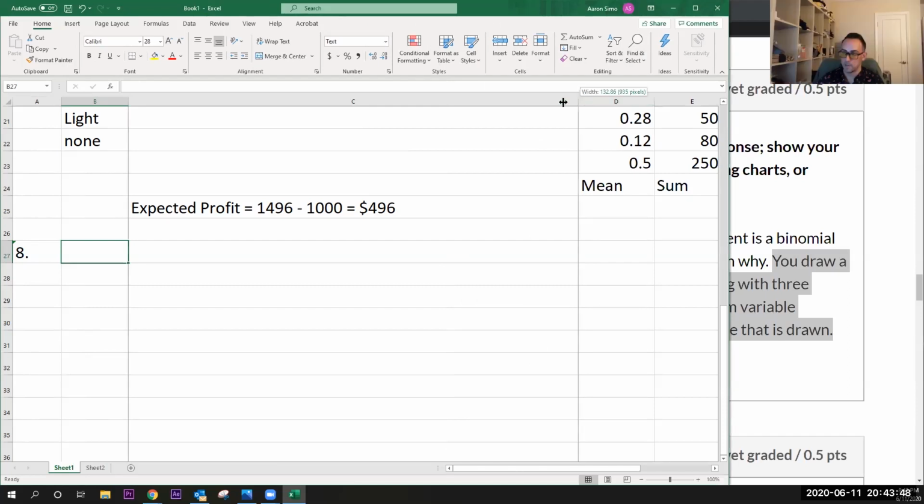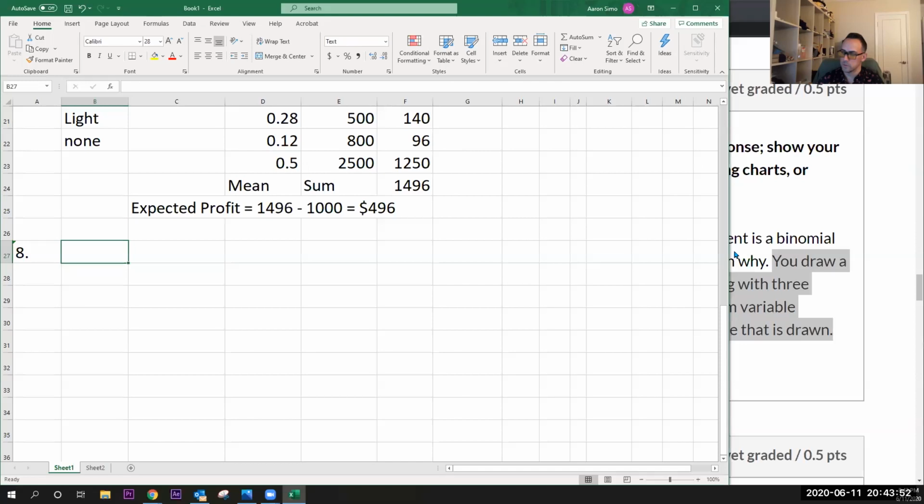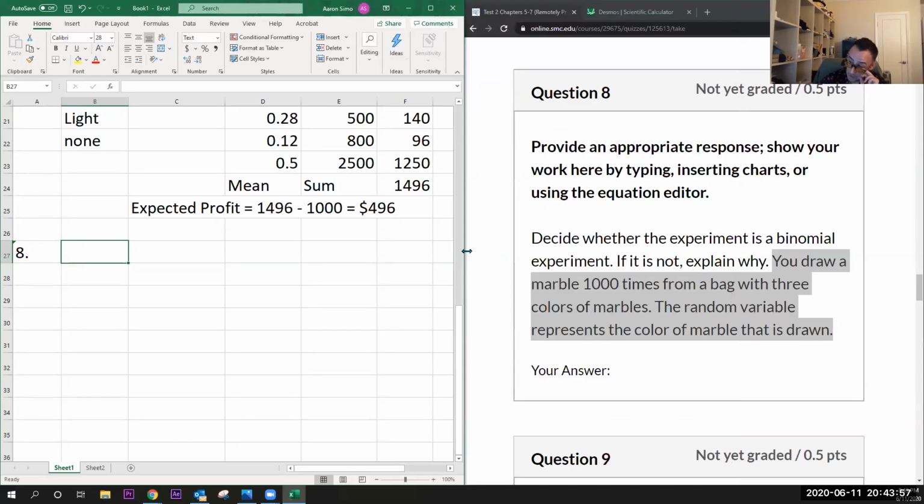Yeah, it's not binomial. You're correct. What's the rationale that you use, though? I'm not sure why you said it. Said the probability is not the same for the different colors. Yeah, not equal probability. That's pretty interesting. The random variable represents the color of marble that is drawn. Well, there are 3 different colors. What you're saying is true, but you'd have to explain it more.